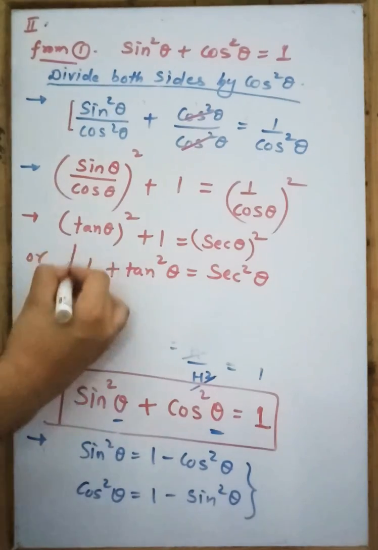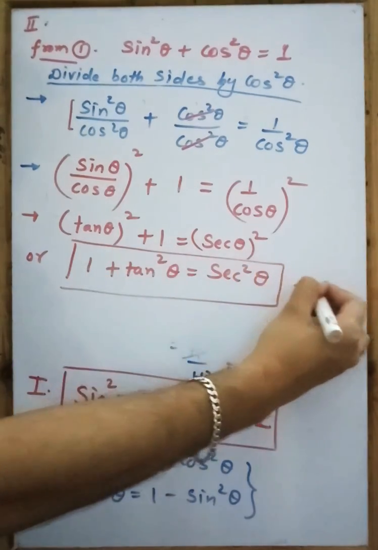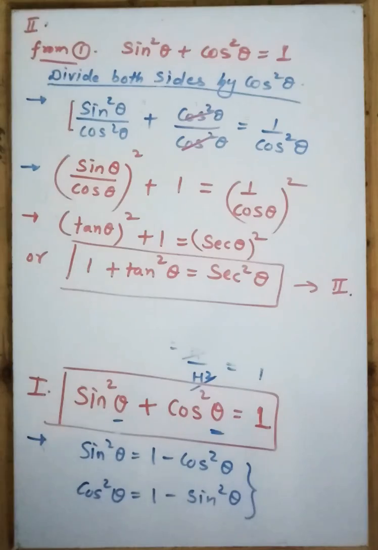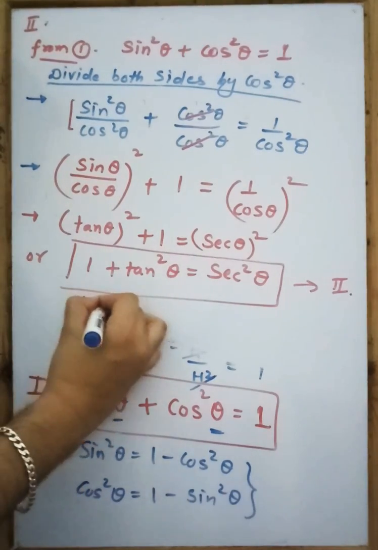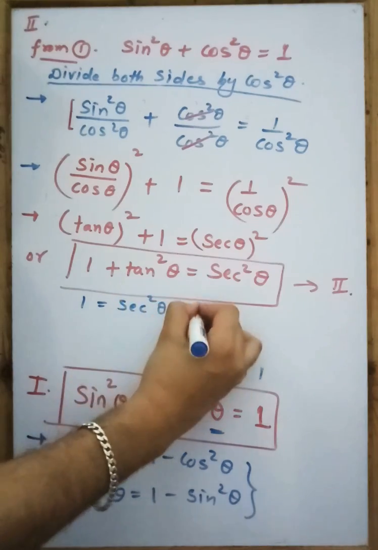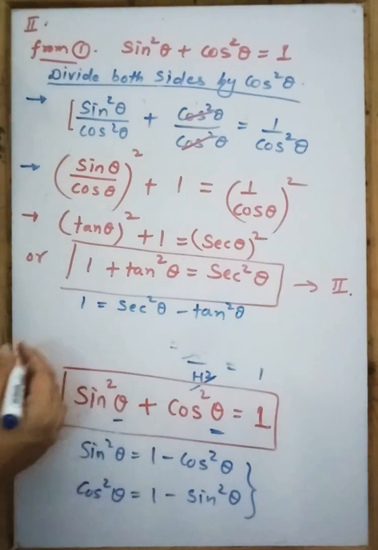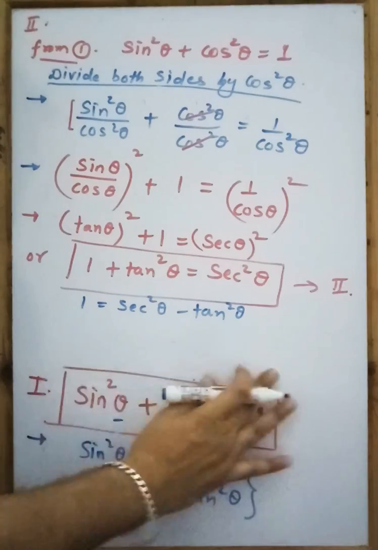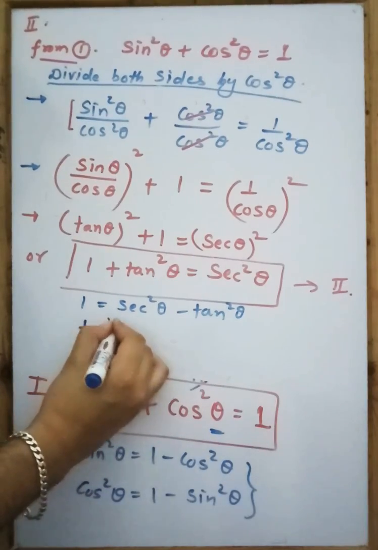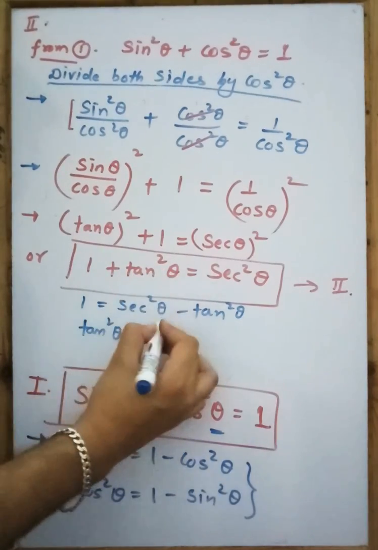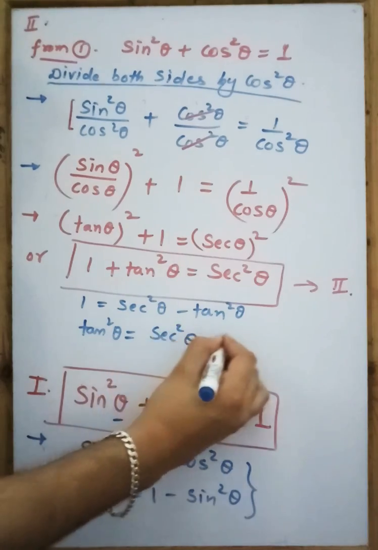So this is your identity number 2. 1 plus tan square theta is secant square theta, which can be written as 1 equals secant square theta minus tan square theta. Or you can rewrite this as tan square theta equals secant square theta minus 1. These are the different forms of the same identity.